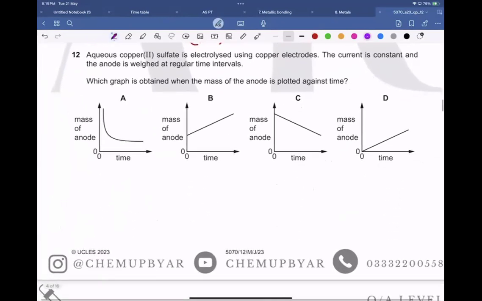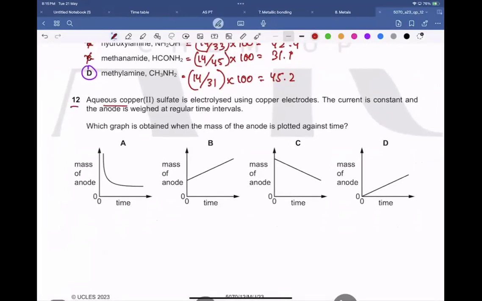Now, question number 12. Aqueous copper(II) sulfate is electrolyzed using copper electrodes. The current is constant and the anode is weighed at regular time intervals. Which graph is obtained when the mass of anode is plotted against time? So anode itself has some mass. Okay, using copper, the current is constant. The anode is weighed at regular time intervals. So anode obviously has some mass.